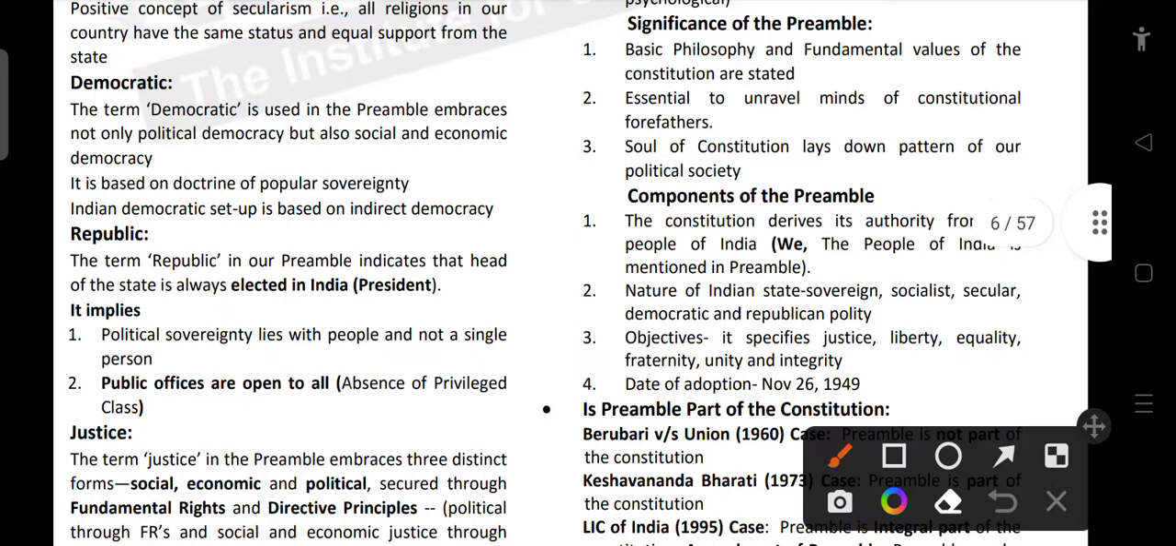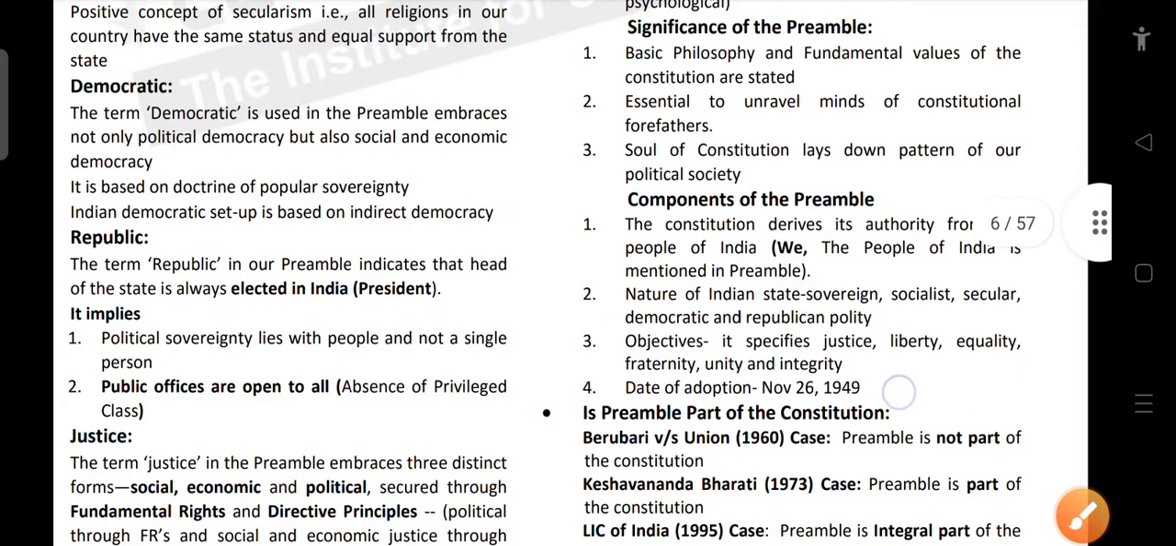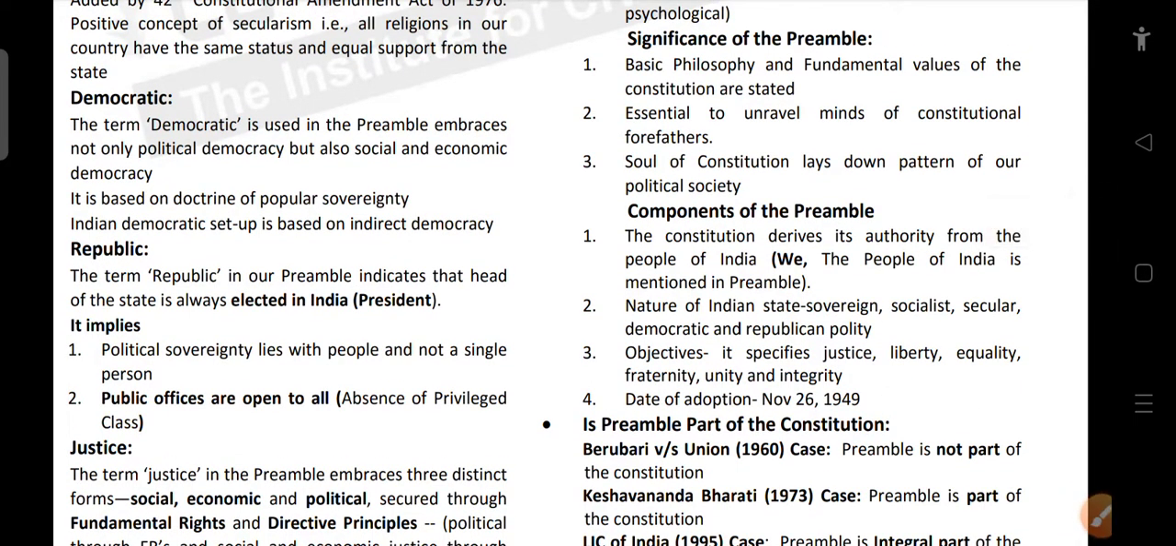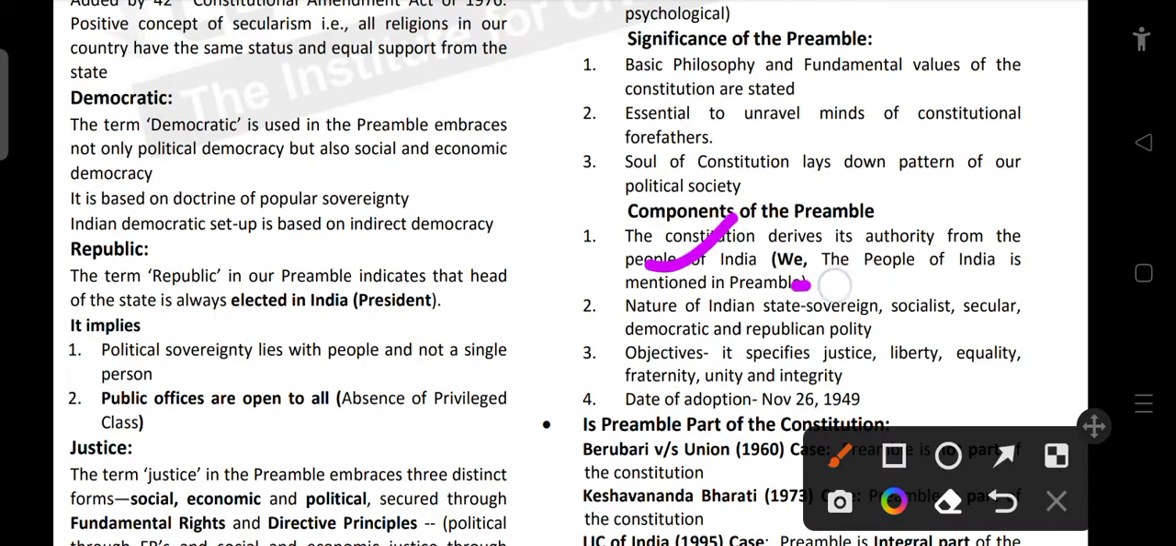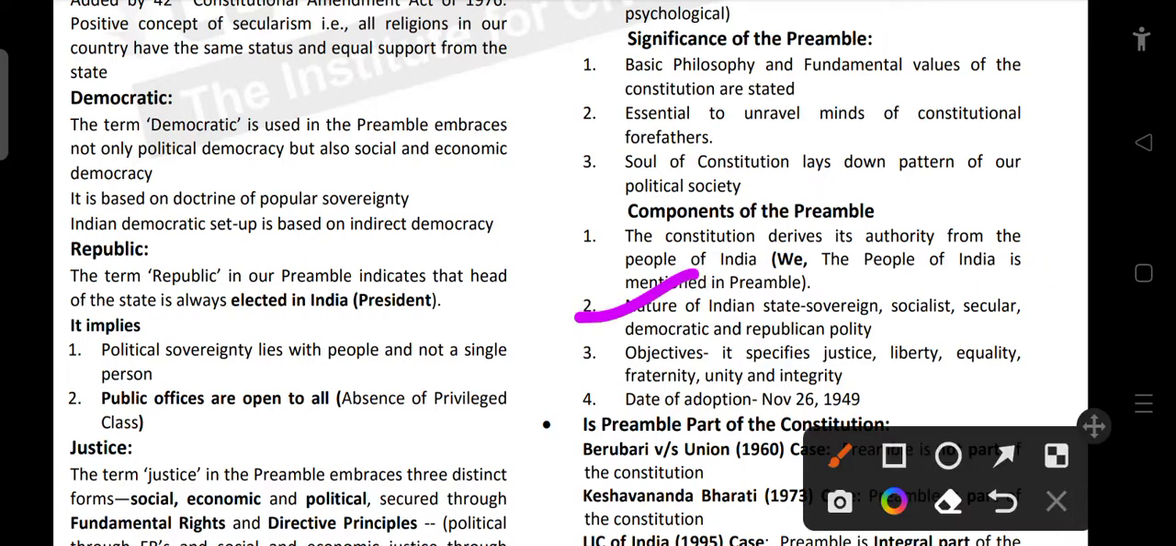Now what are the components of the preamble? First we have the source from which the preamble is derived. The constitution derives its authority from the people. That is what we get in the preamble: we the people of India. The next component is the nature of the Indian state. Ours is a sovereign, socialist, secular, democratic and republican polity. We also get to know the objectives: justice, liberty, equality, fraternity, unity and integrity. And the date of adoption is also mentioned, November 26, 1949.